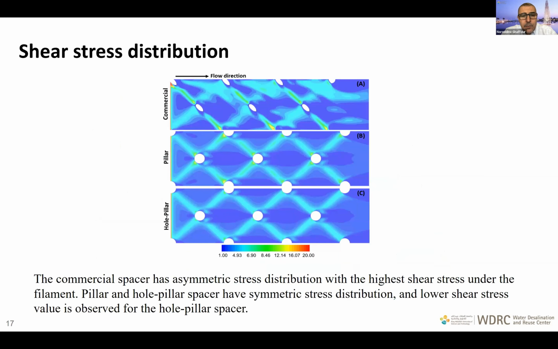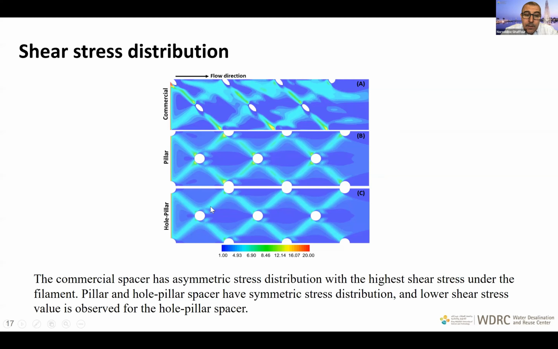So the shear stress distribution, as you can see here, again, commercial, then you have pillar and hole pillar. So you can see that the commercial spacer has a symmetric stress distribution, with the highest shear stress under the filaments. Because, as I told you, in the pillar, the filaments are like in the middle of the pillar, so we have flow underneath or beneath the filament.